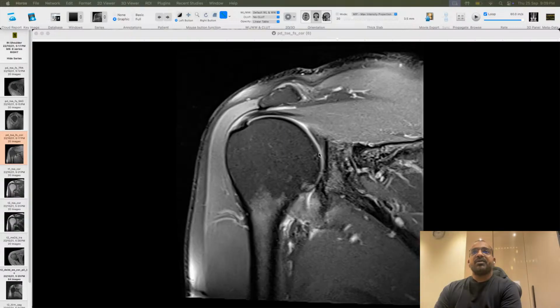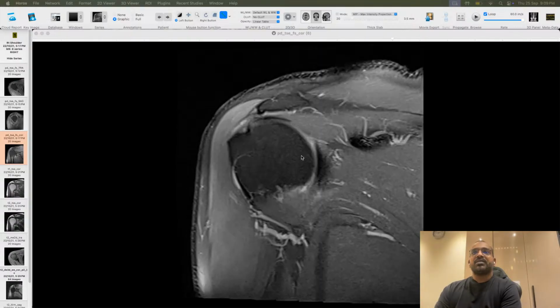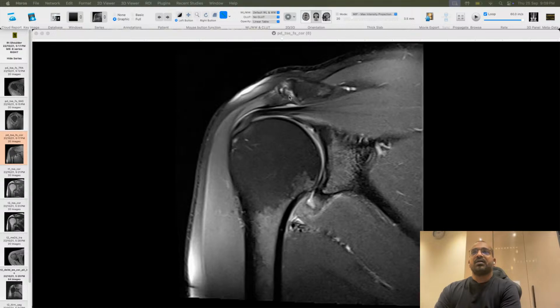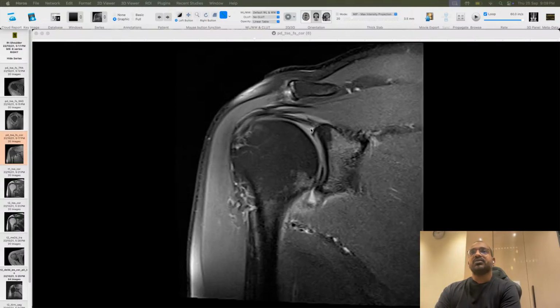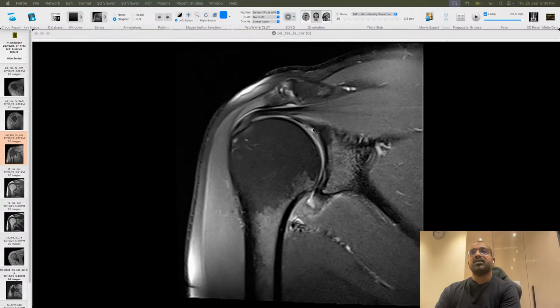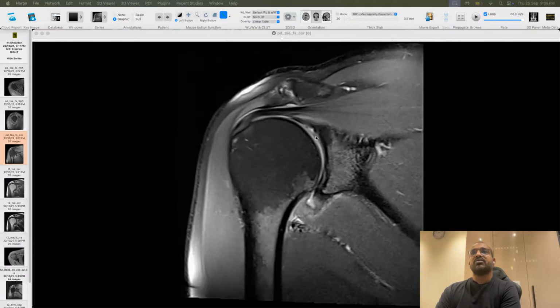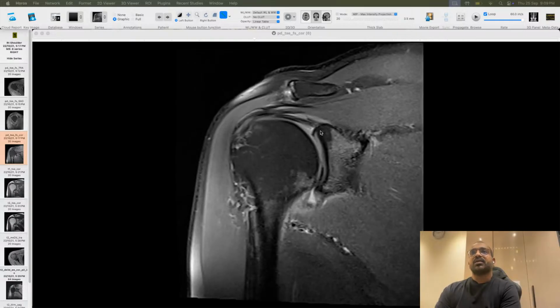Then there is minimal fluid in the glenohumeral joint, which is not so significant in this case. Once I do this, I will look at the biceps anchor. This is the origin of the long head of biceps tendon from the superior glenoid tubercle. You see here, this is the superior glenoid labrum. And there is no significant tear within the superior glenoid labrum.